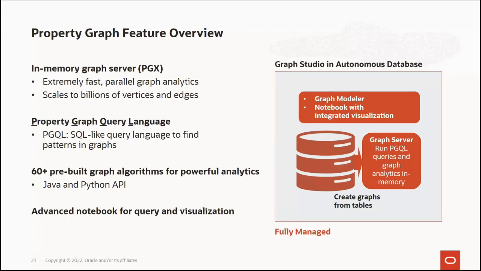So in your Autonomous Database, you can create your graph, which can be a property graph view on your database tables. You can load this graph into the in-memory graph server, and then you can run analytics on it. All of this is in a managed environment. When you want to query your graph, you need a query language, and that's the property graph query language, which is SQL-like, because you need the ability to specify graph patterns. I'll show some examples of that and the standards activities going on there. We also have over 60 pre-built graph algorithms, like PageRank and community detection algorithms. All of these are available out of the box and you can call them from your Java or Python application. Graph Studio also includes an advanced notebook with integrated visualization where you can run some of these algorithms and then query the results.